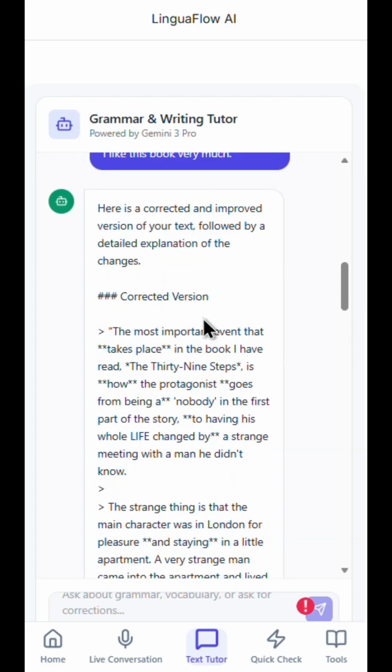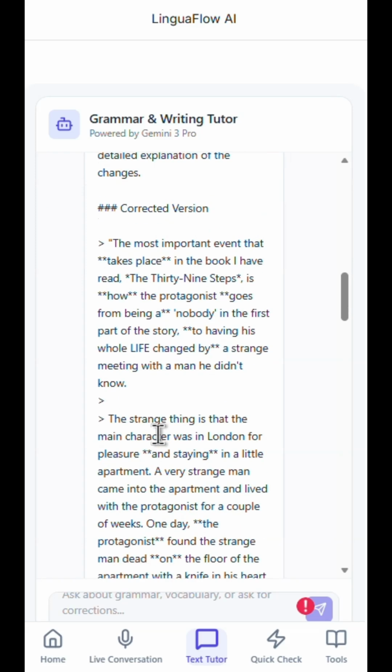So the corrected version, it says, the most important event that takes place in the book I've read, The 39 Steps, is how the protagonist goes from being a nobody in the first part of the story to having his whole life changed by a strange meeting with a man he didn't know. Unfortunately, it's using double asterisks before and after a word to highlight it, and this doesn't really work here.